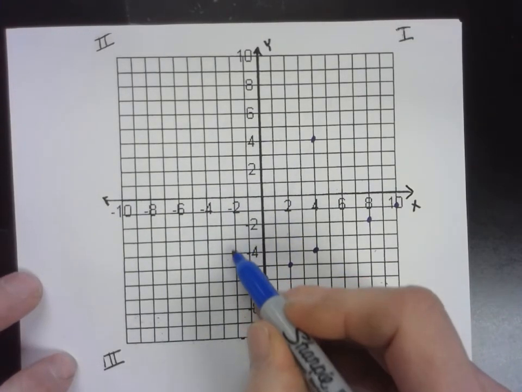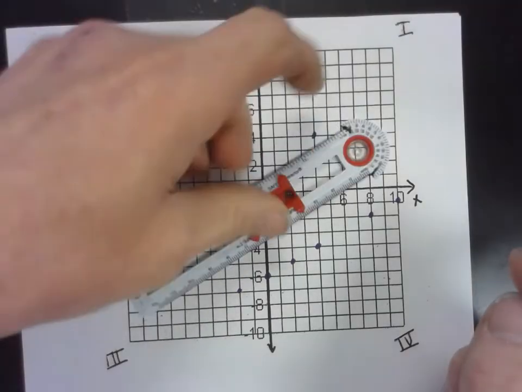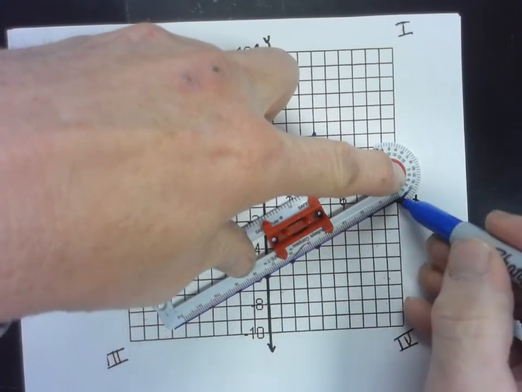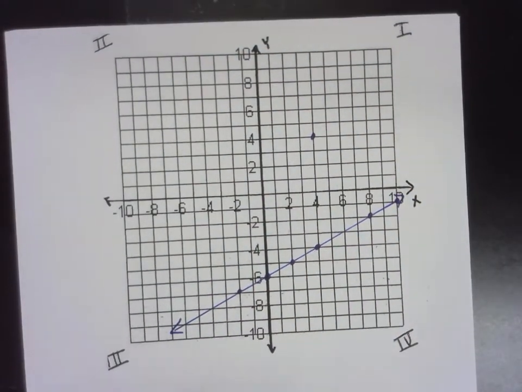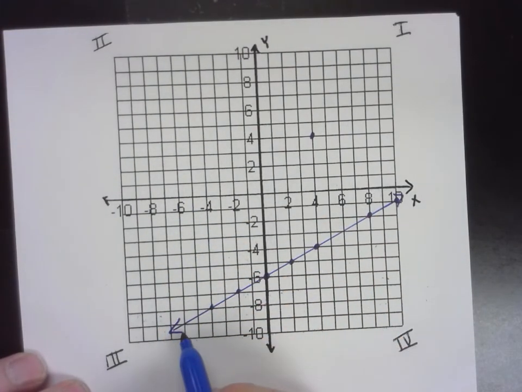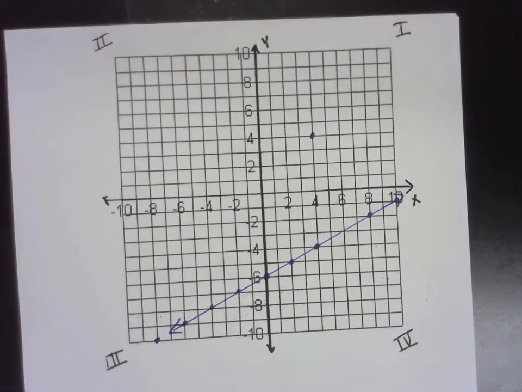Different point? Negative 2, negative 7. Does it matter what number you put in for x? No. You're going to get that ordered pair that's going to be on this line somewhere, isn't it? And once you have a good idea where that line is, there it is. Negative 4, negative 8. Negative 6, negative 9. Negative 8, negative 10. Yeah.